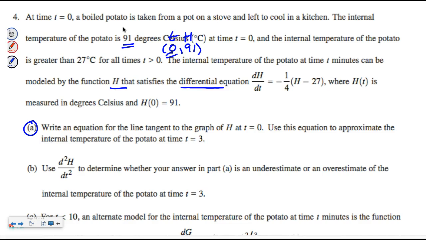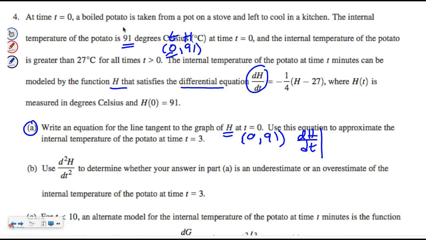So it says write an equation for a tangent line to the graph of h. It means I need a point on h, which I have. At time 0, I have the point 91. And I'm going to see how many points this first part is worth. It's worth 3 of them. So first thing, after we get a point, we need the slope. This is the slope. So we need dh dt, and it's actually a function of h.